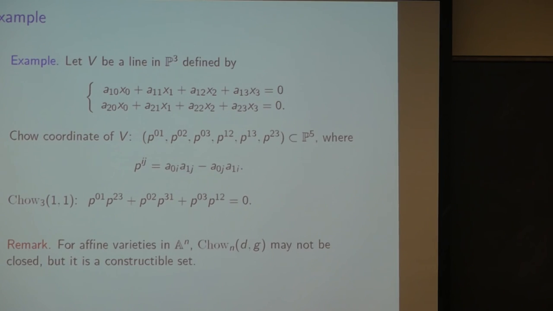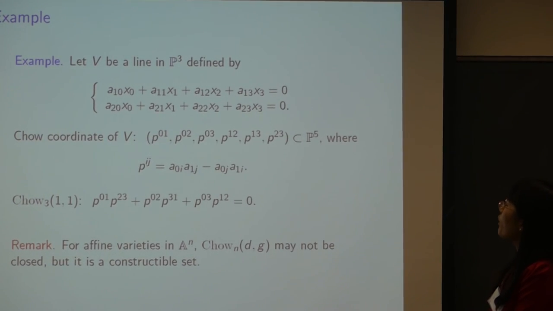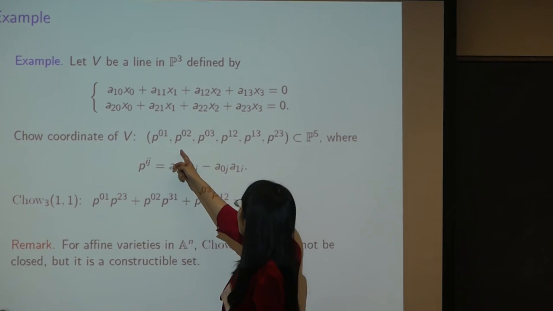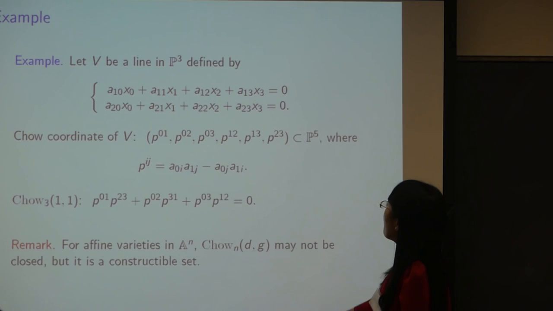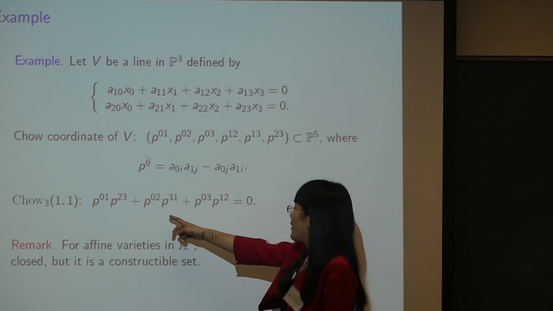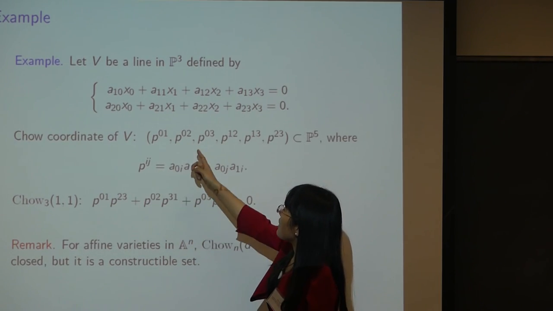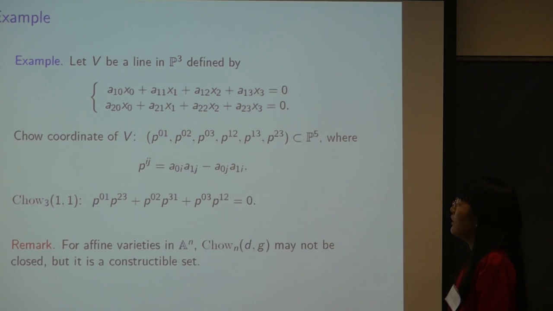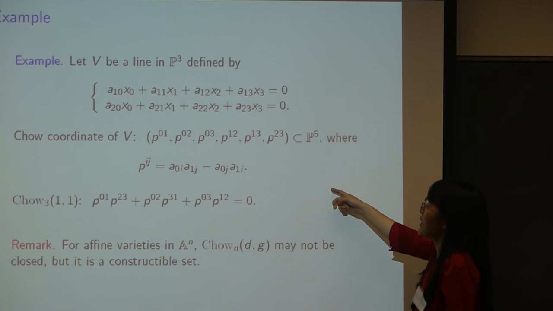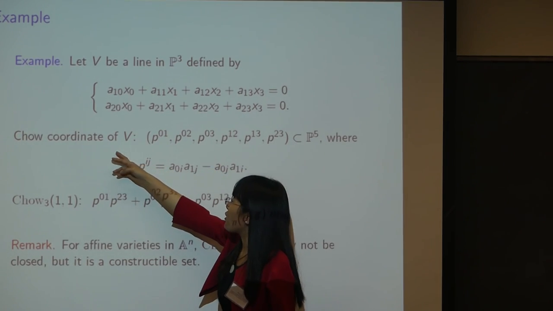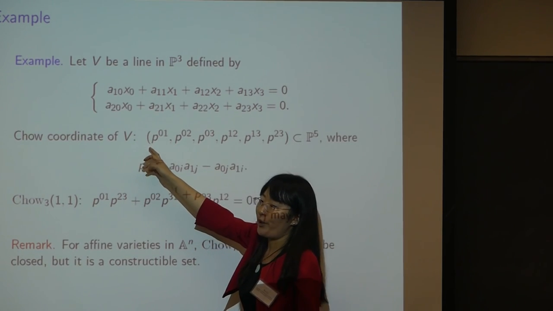Let me give you a simple example to illustrate this process. Suppose W is a line in the three-dimensional projective space. So it can be defined by two linearly independent linear equations. And the Chow coordinates of this line is just a point in the five-dimensional projective space. And the Chow variety of these lines is just this hypersurface. So every point in this hypersurface uniquely determines a line in the three-dimensional projective space. And of course, in the literature, the Chow coordinates of a line are famously called the Plücker coordinates.